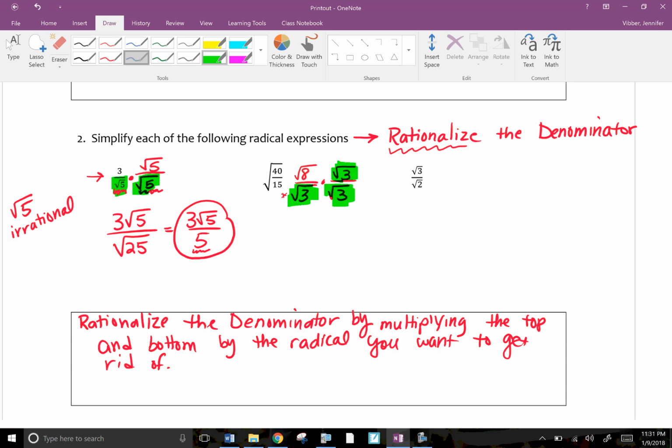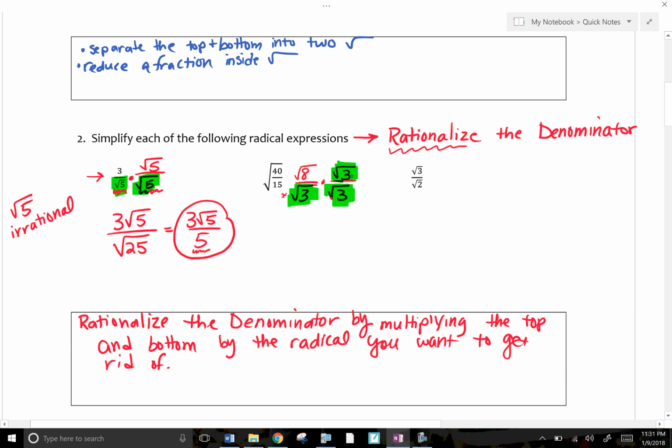Now, what happens when I do that? Root 8 times root 3, when you multiply radicals, you multiply the inside, so I get root 24. Root 3 times root 3 is root 9. The square root of 9 is 3. And 24 actually breaks down into 4 times 6, which makes this 2 radical 6 over 3. Okie dokie.